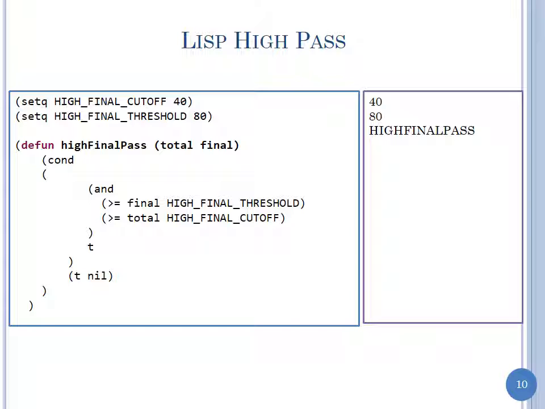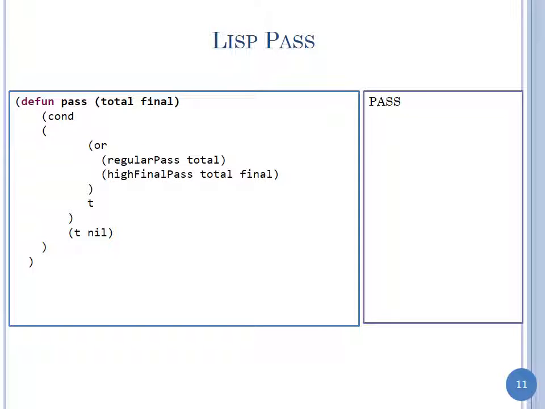Okay? And we're saying if final is greater than or equal to high final threshold, and total is greater than or equal to high final cutoff, then return true, otherwise return false. Okay? And my pass is just doing an OR of regular pass and high final pass. If that's true, return true, otherwise return false. Okay? We'll do this again next time.